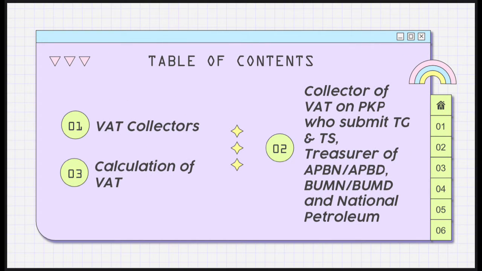We are from Group 2 and we are going to explain about the VAT collectors. Today's presentation, we are going to talk about three materials. The first one is VAT collectors. The second one is collector of VAT on PKP who submits TG and TS, and treasurer of APBN or APBD, BUMN or BUMD, and National Petroleum. The third one is calculation of the VAT.